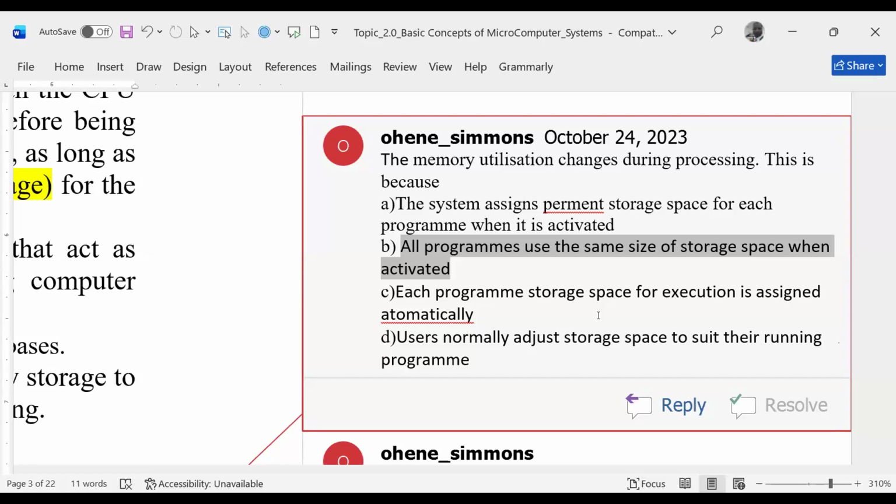Users. So please, I'll choose D. The options are A, B, C, D. So choose one quickly. Read it for us: the users normally adjust storage space to suit their running program.